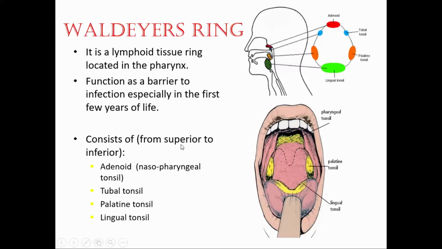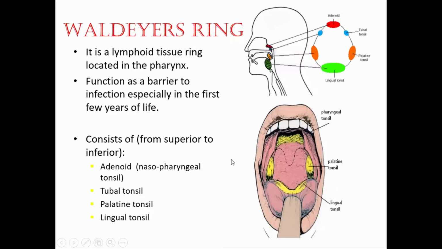And it consists, from superior to inferior, of the nasopharyngeal or adenoid tonsil. Posterolaterally is the tubal tonsil. Anterolaterally is the palatine tonsil. And inferiorly is the lingual tonsil. So what is the function of these tonsils? It is a barrier to the infections or the foreign bodies from the external environment to the upper part of the GIT.